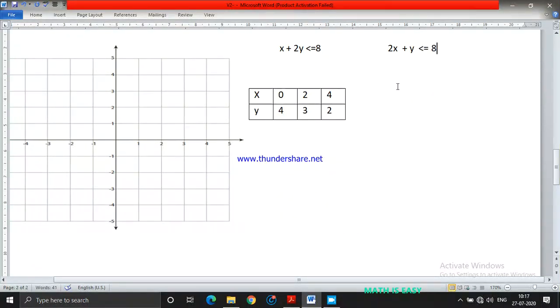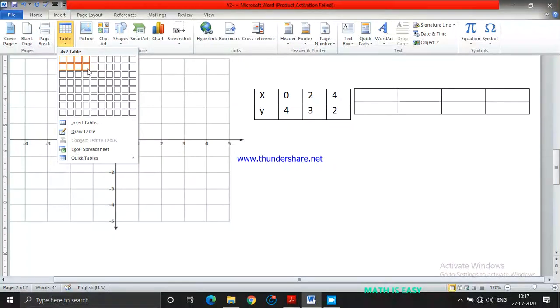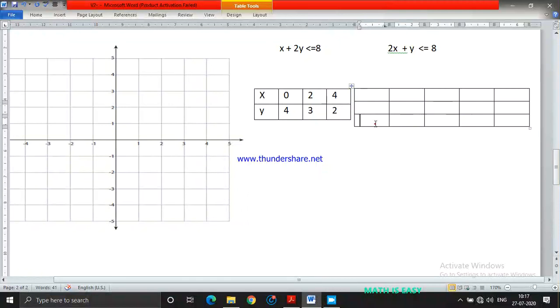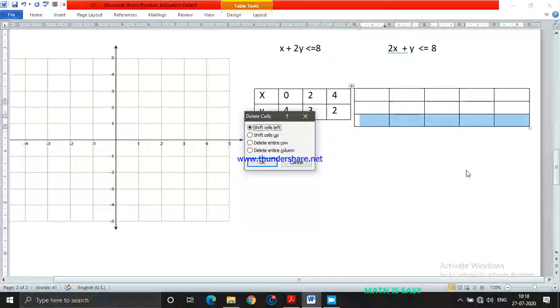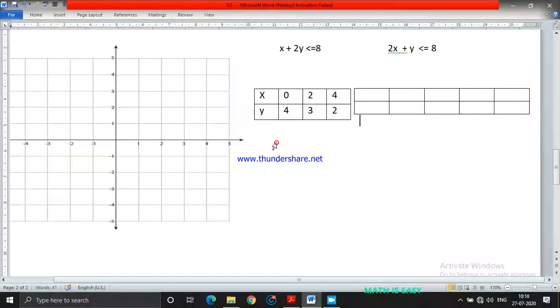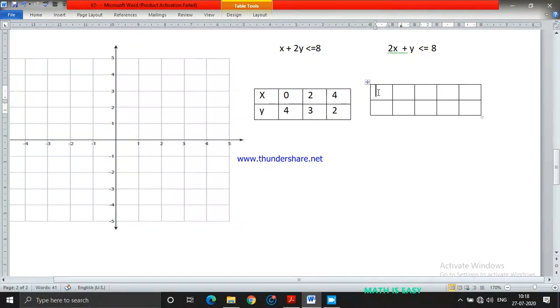So now again I have to insert the table. I think I got one extra row also. Okay, let it be, no problem. So here you take x value and here you take y value.